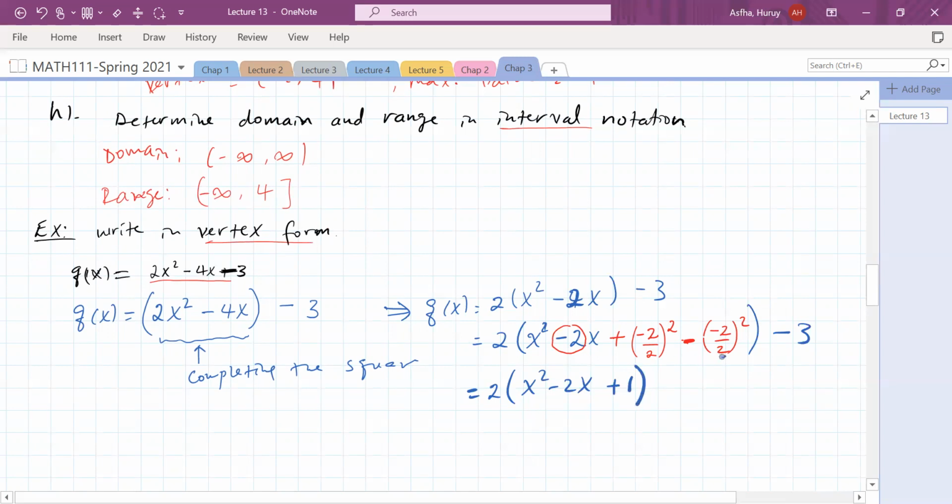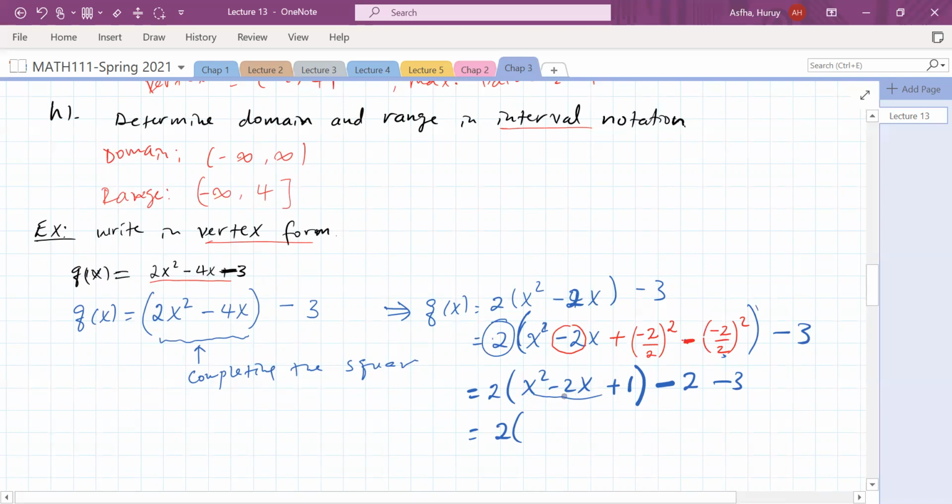Now we take this one out. Remember, when you take it out, you have to multiply by the 2 because it's inside the parentheses. It is plus 1, but we have the subtraction, so it will be negative 1. Negative 1 times 2 is negative 2. We have negative 3 here.